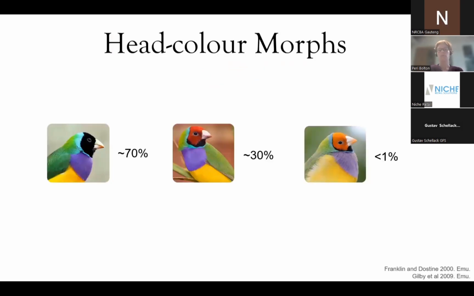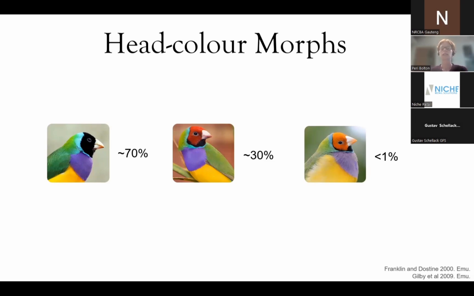The next part, I'm going to talk about head colour morphs. Now, you're all familiar with the wonderful colours of the Gouldian finch. What you may not know is that these morphs occur together across the range. They occur at stable frequencies, approximately, from the far western side to the far eastern side, which is an amazing colour polymorphism that is quite rare.